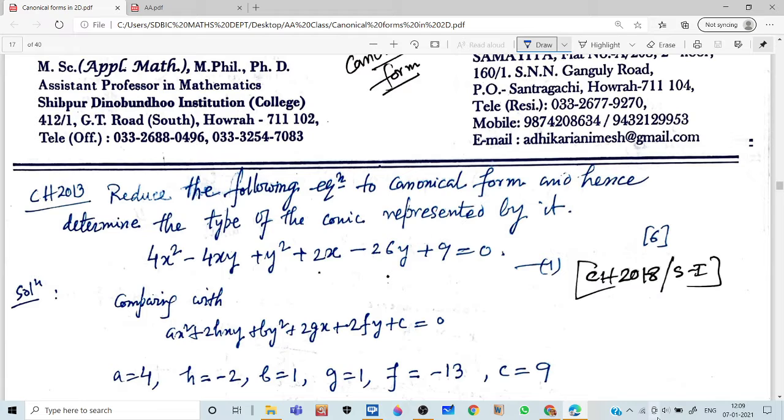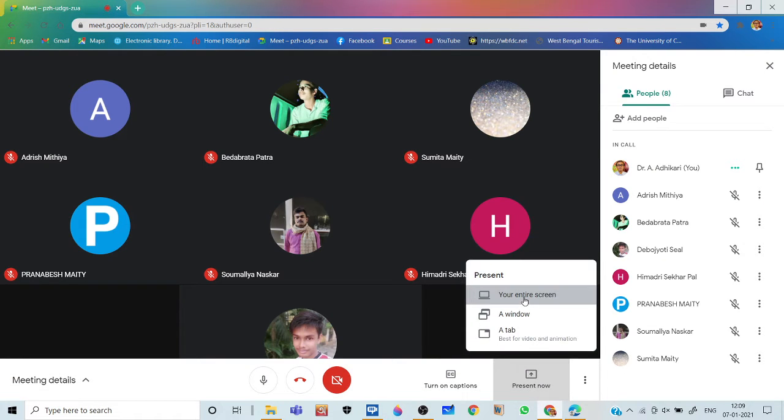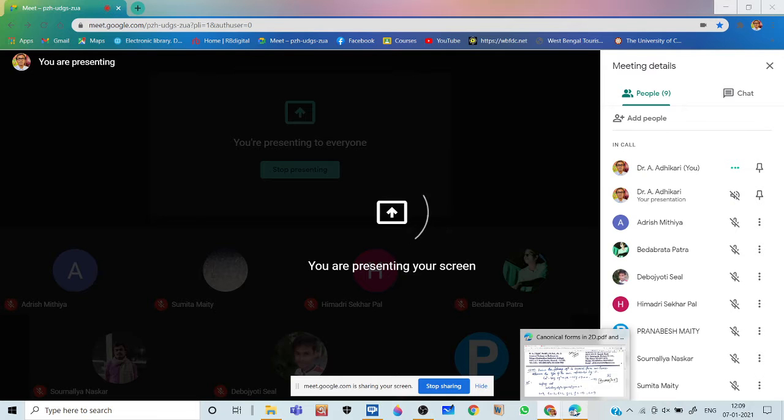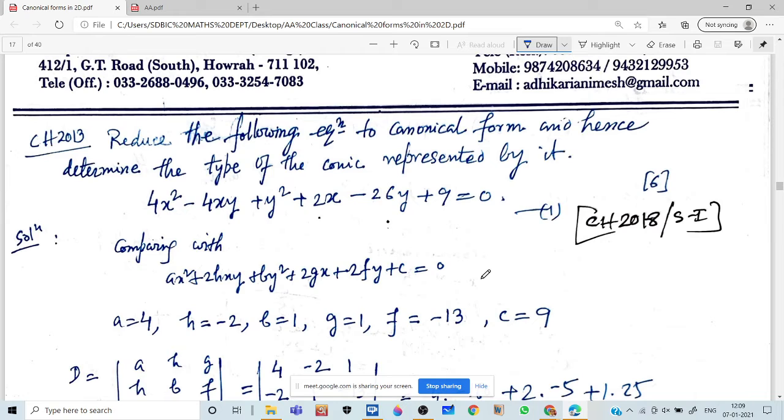Today we start with this problem. Reduce the following equation to canonical form and hence determine the type of the conic represented by it: 4x square minus 4xy plus y square plus 2x minus 26y plus 9 equal to 0.